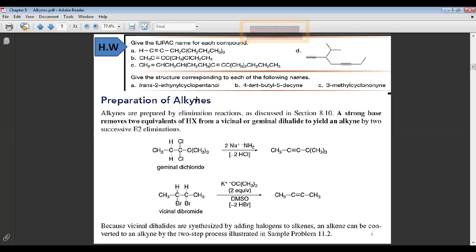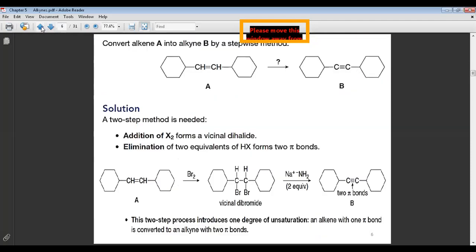Now the preparation of alkynes. A preparation of the alkyne compound. That means if you don't have the alkyne compound, how do you prepare it? Do you have a question until here, students? Or is something difficult, or is it just general information?